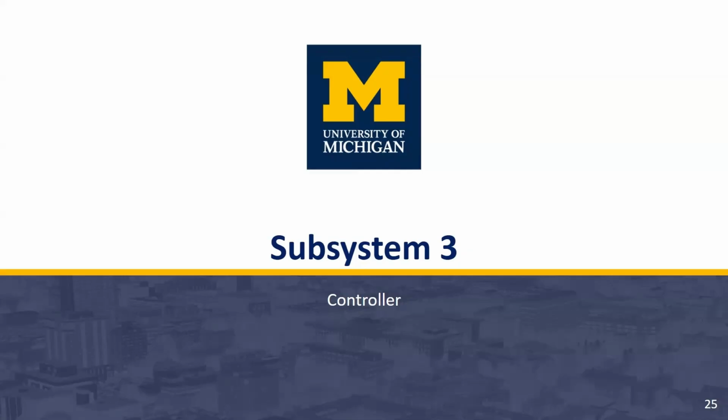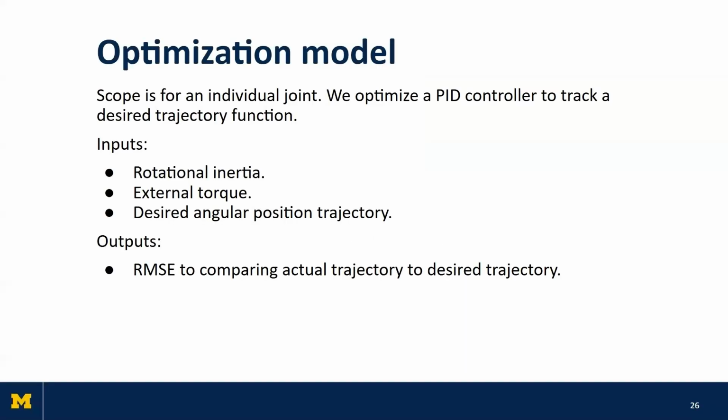So now we're going to talk about the subsystem 3 controller. Our optimization model focused on a single joint. We optimize a PID controller to follow a given desired angular trajectory. Our inputs will include time-dependent rotational inertia, time-dependent external torque, and desired angular position trajectory. And our output will be the RMSE between the actual joint position and the desired trajectory.